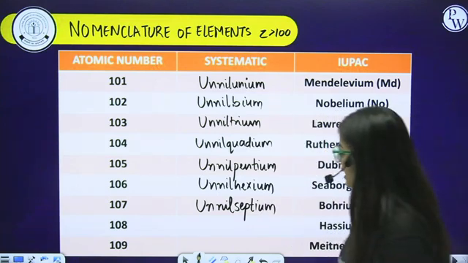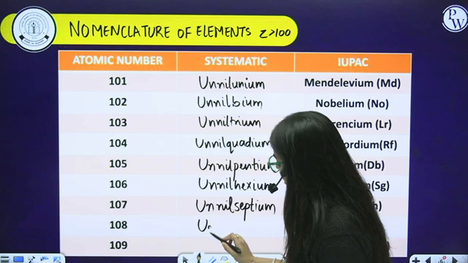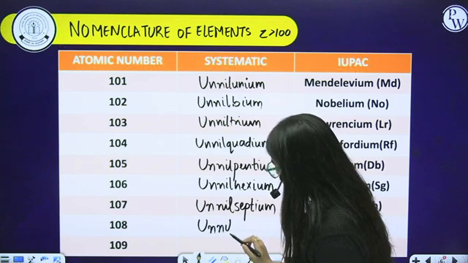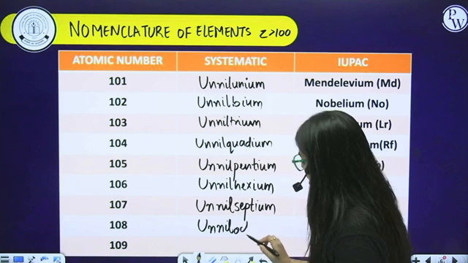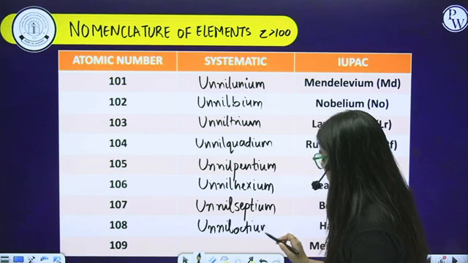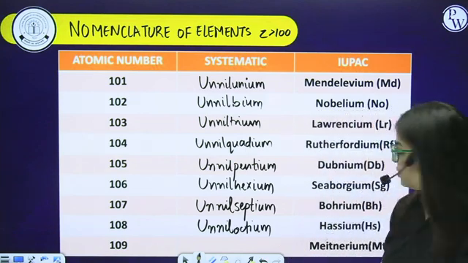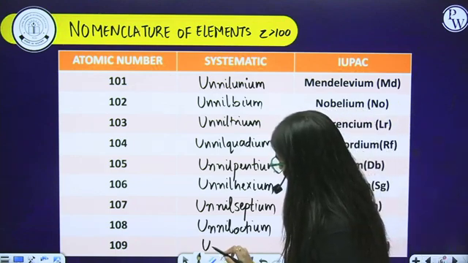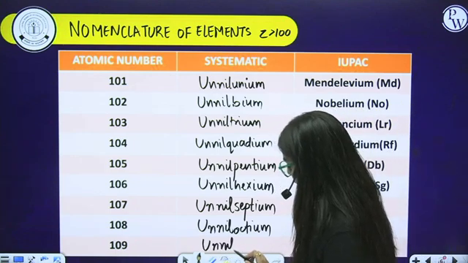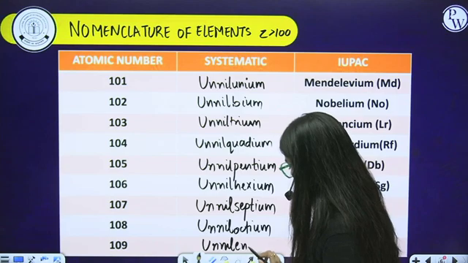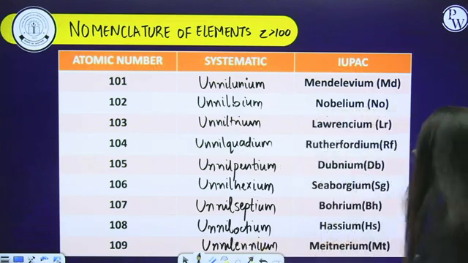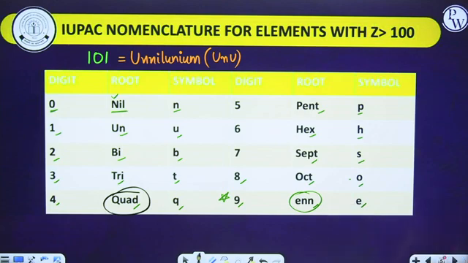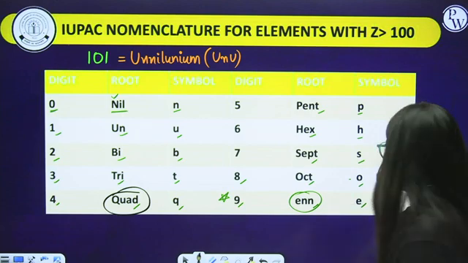Then for 108, for 1 it is again un. For 0, it is nil. Then for 8, it comes out to be oct. Then comes ium. For 109, what will it be? Un, nil, enn, then comes ium. For the number 9, we have to use enn.